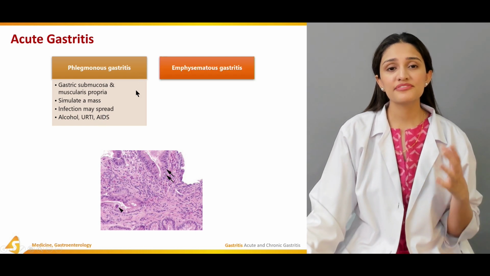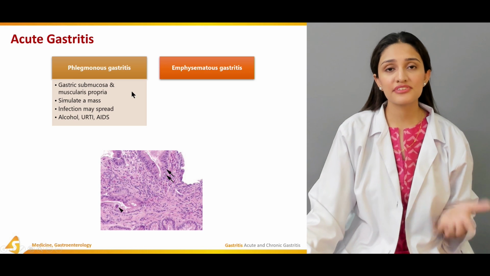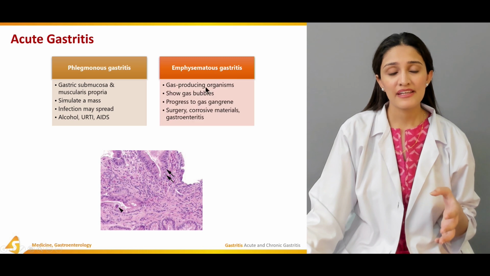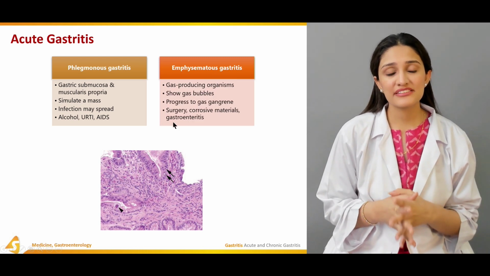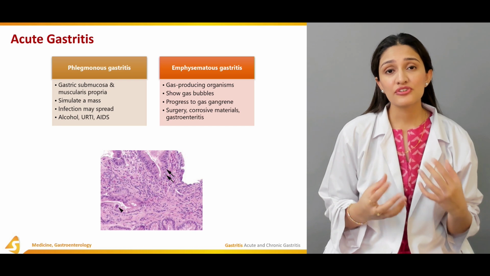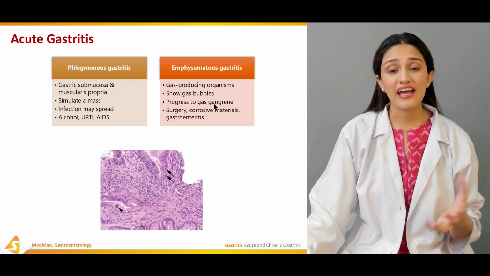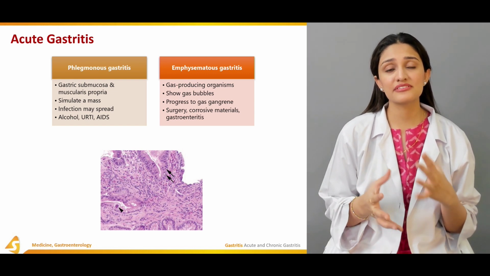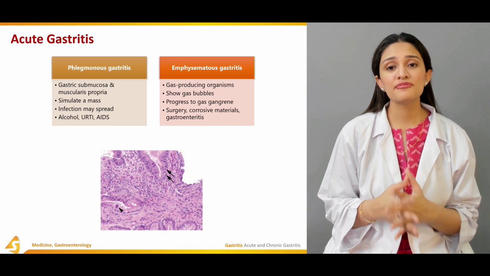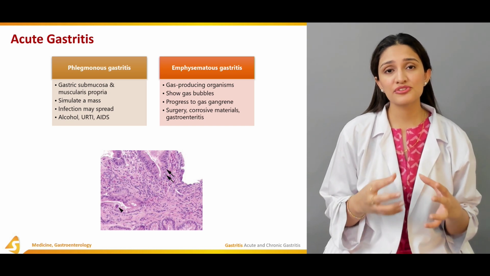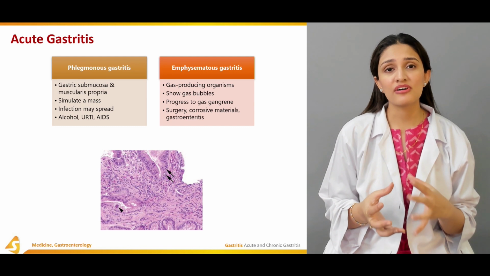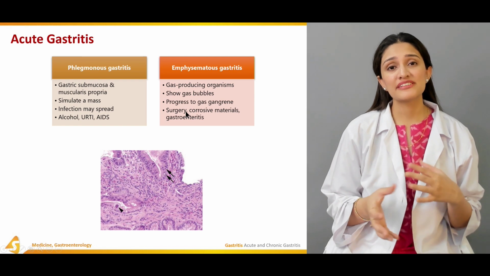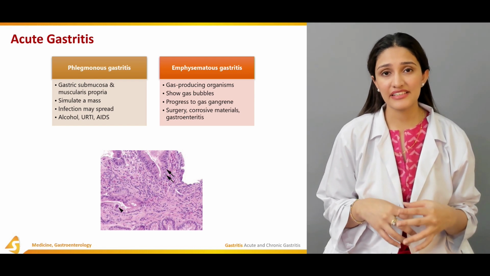The second type of acute gastritis, which is a more severe form of phlegmonous gastritis, is known as emphysematous gastritis. The feature of emphysematous gastritis is that it is usually caused by infections with gas-producing organisms. If we look radiologically at plain X-ray films, we can see gas bubbles, which may also form in the shape of cystic gas bubbles. These gas bubbles are also present in the stomach and in the intestine lining.